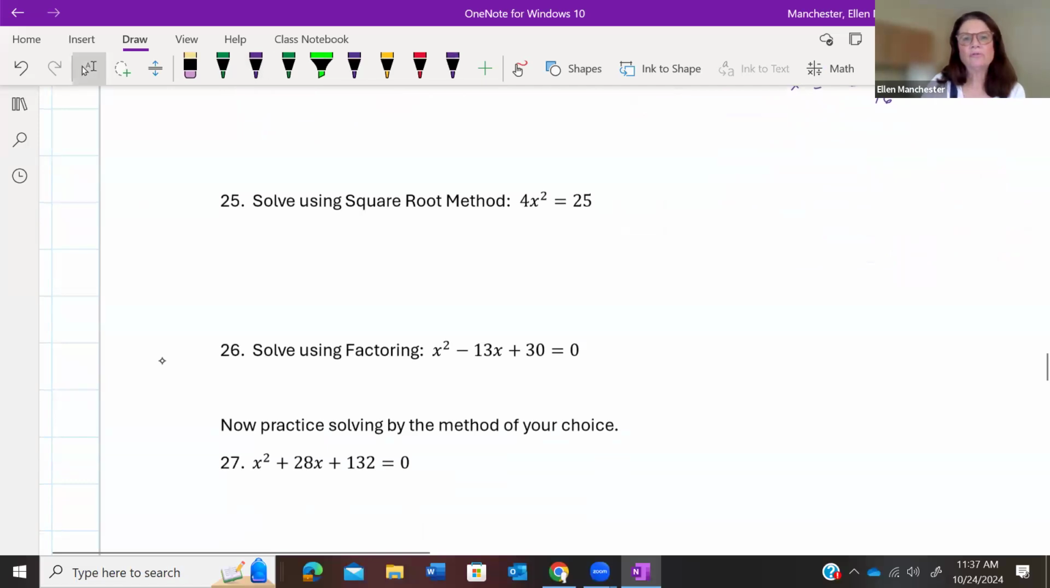Okay, and then just real quick, square root method, we already did this. So we get x squared equals 25 over 4, and then square root. So we get plus or minus 5 over 2. So remember, you just split it up. Square root of 25 is 5, square root of 4 is 2. Don't forget the plus or minus.